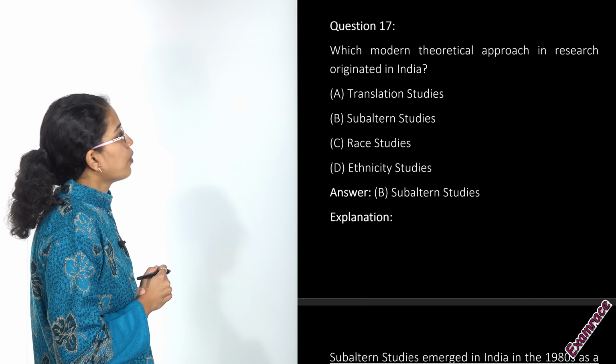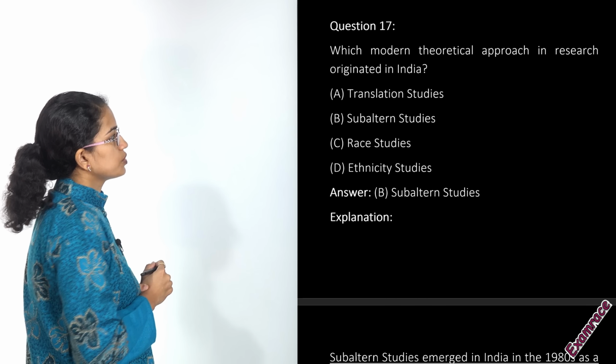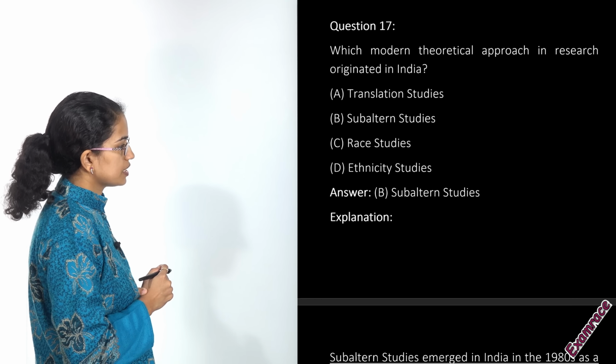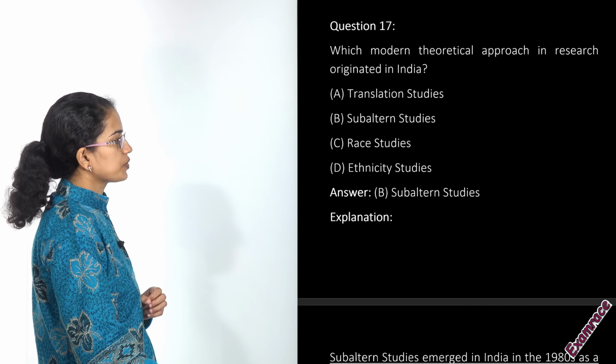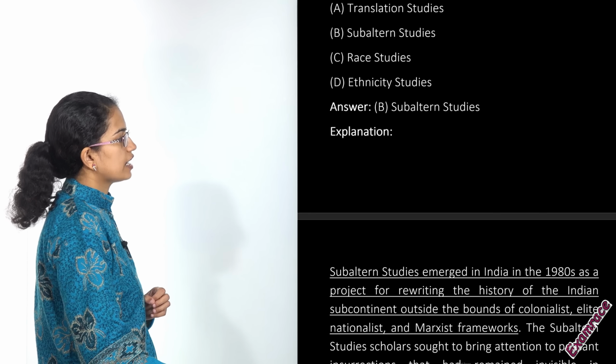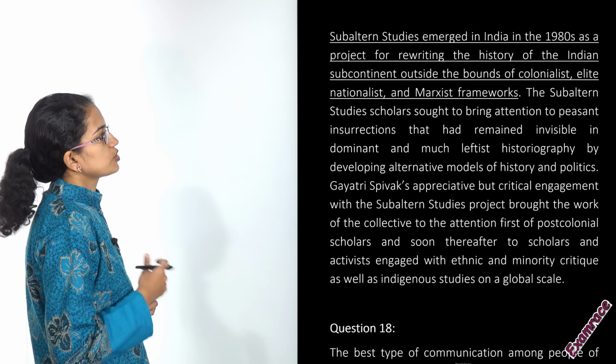Now, the modern theoretical approach in research originated in subaltern studies. Subaltern studies started around the 1980s, where we were talking about rewriting history and rewriting aspects of nationalism and Marxism. So that's important.